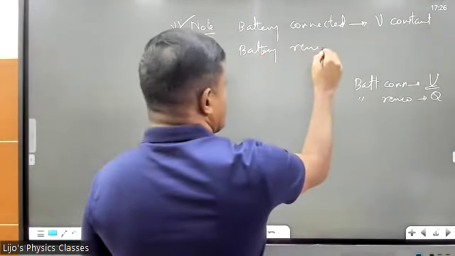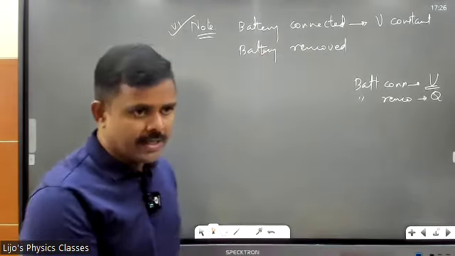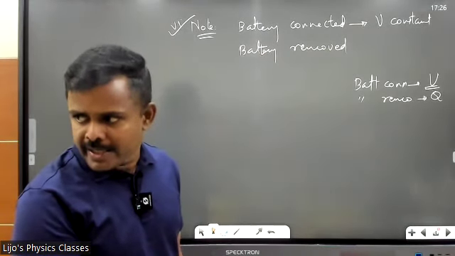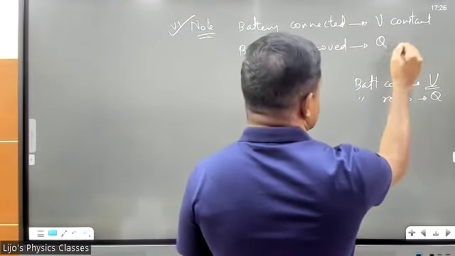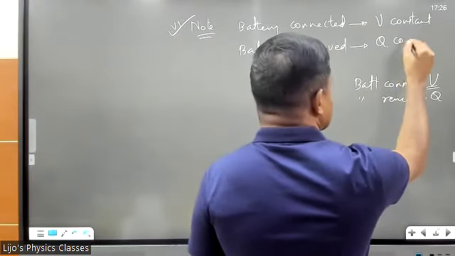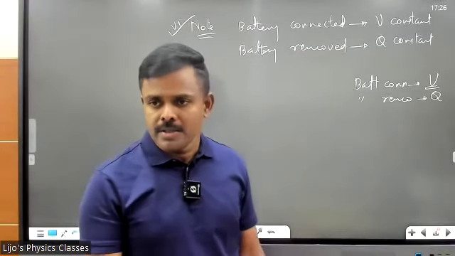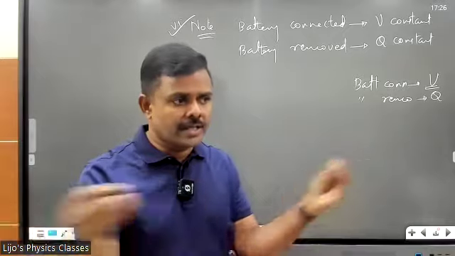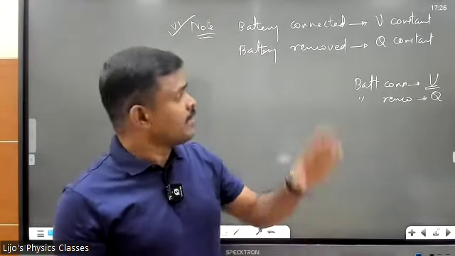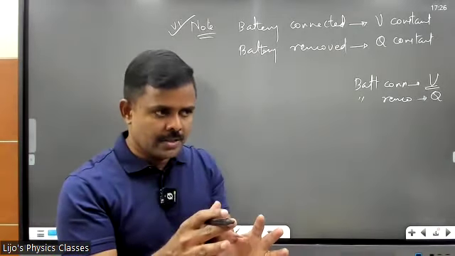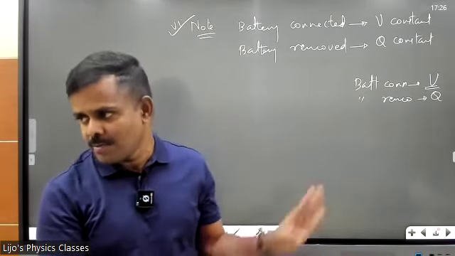Battery removed. Removed is sometimes given as disconnected. Don't say you haven't seen it. Battery connected, voltage is constant. Battery removed or battery disconnected, whatever is stored, charge will be constant. Battery removed means the source has stopped, so there is no further inflow of charges. Charge will be constant. Got it?